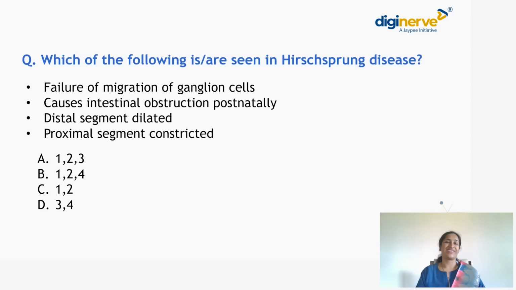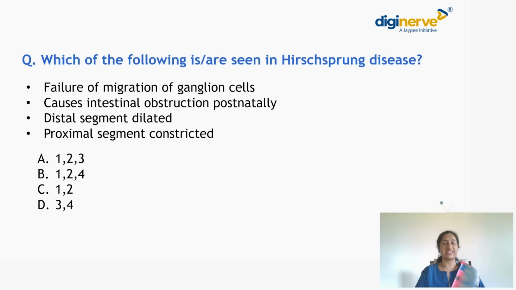Let's go to the next question. Which of the following is or are seen in Hirschsprung's disease? A is failure of migration of the ganglion cells. They have not written ABCD, but it's ABCD. So one is failure of migration of ganglion cells. Two is where intestinal obstruction is caused postnatally. Three is where the distal segment is dilated. Four is the proximal segment is constricted.